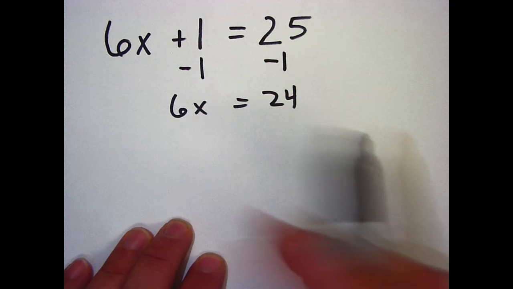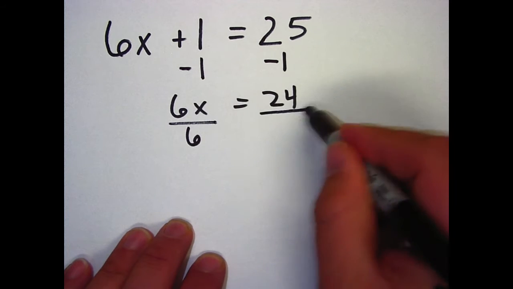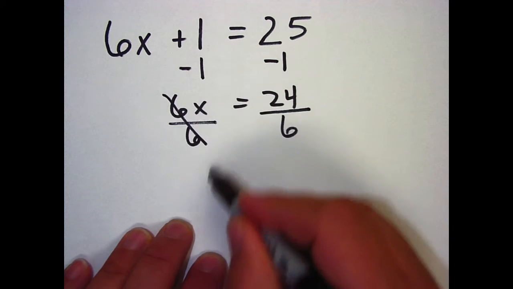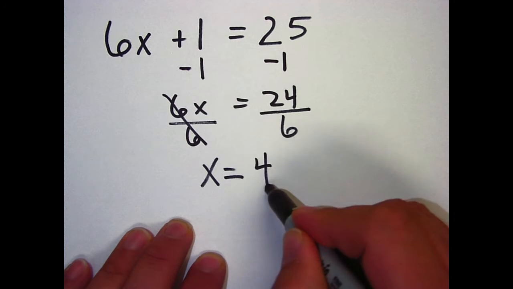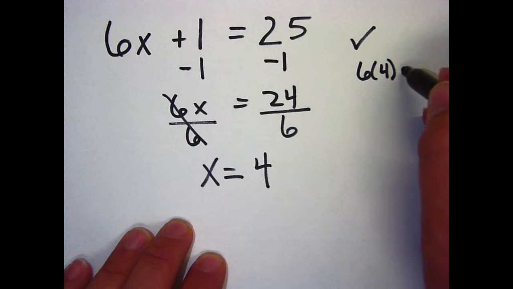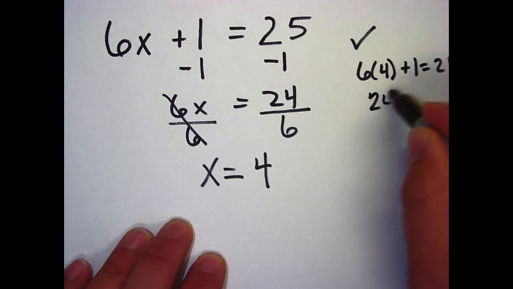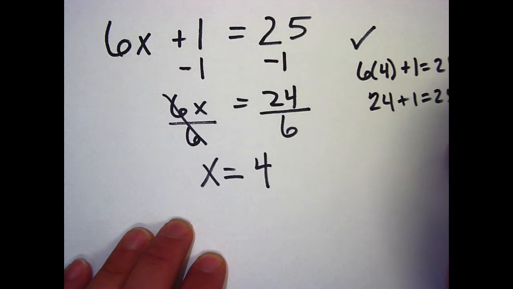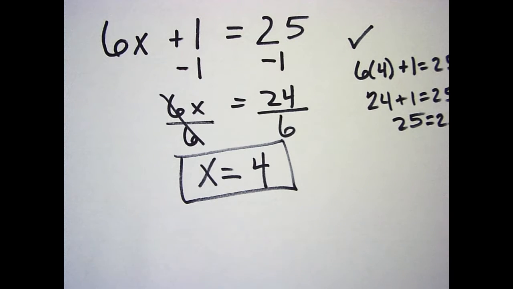Now, after everything's cleaned up, your friends are headed out. So instead of multiplying by 6, we divide both sides by 6. So we're left with x equals 24 divided by 6, which is 4. Our check is 6 times 4 plus 1 equals 25. 24 plus 1 equals 25. And indeed, we get 25 equals 25. So there we go. We got the right answer.